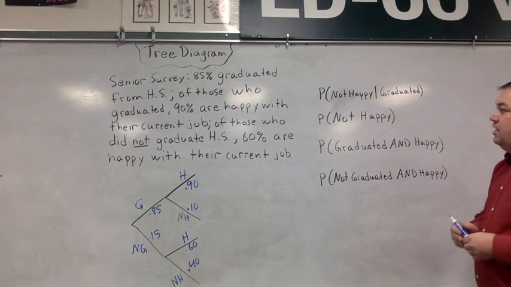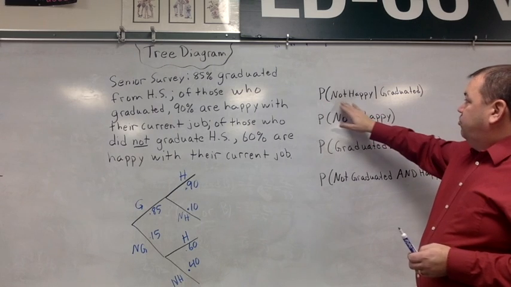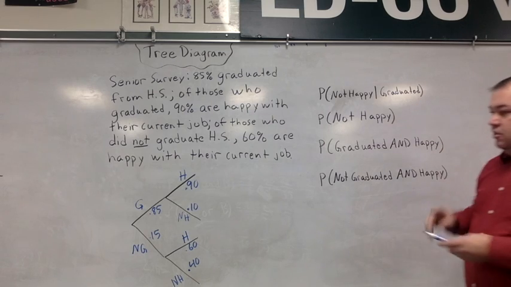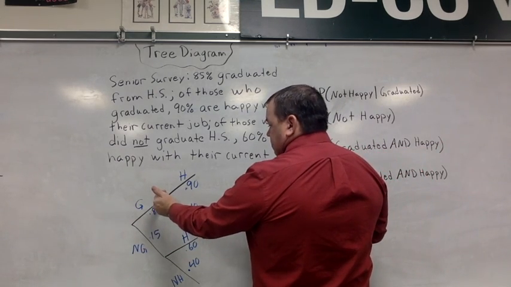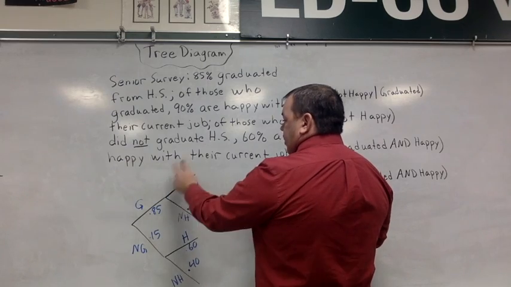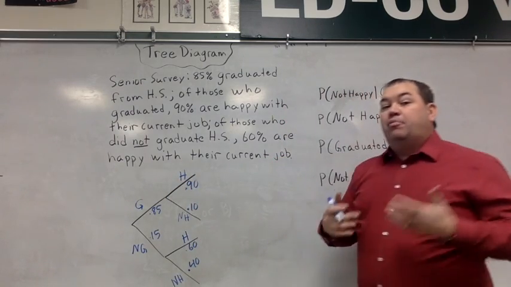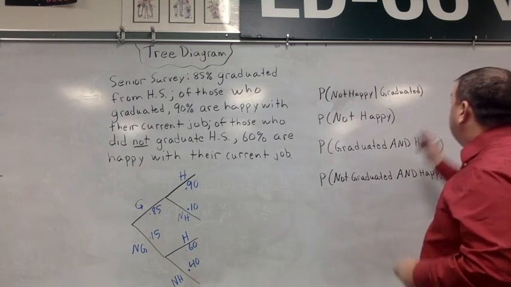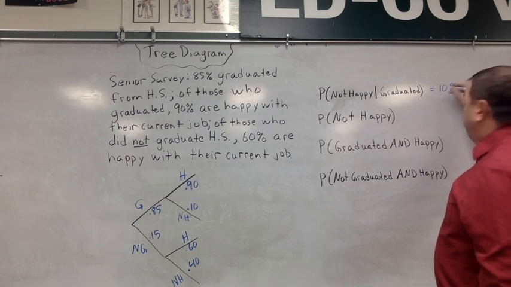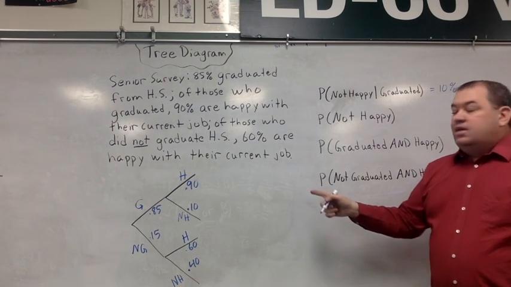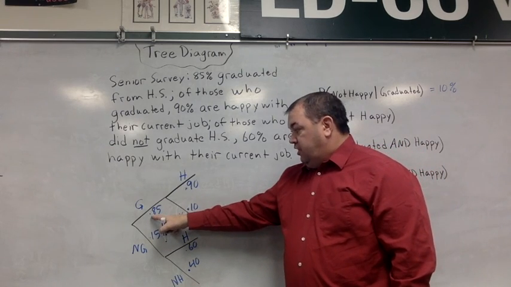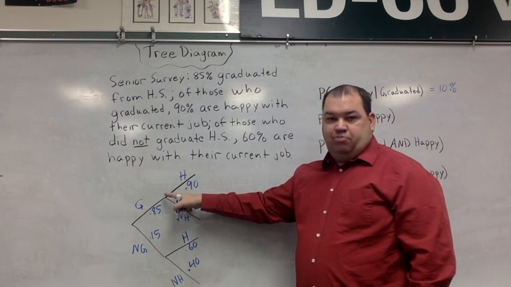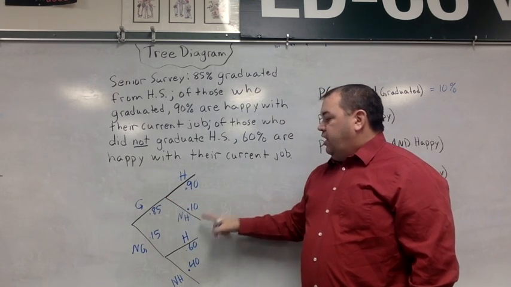The first question says, find the probability that someone is not happy given the fact they graduated. So we follow the graduated, and they're asking of the people who graduated, what percent, what probability were not happy? I filled that in already. This turned out to be 10%. It's sitting there. It's not 85%. It's of those who graduated. So on this arm, on this branch, how many are not happy?